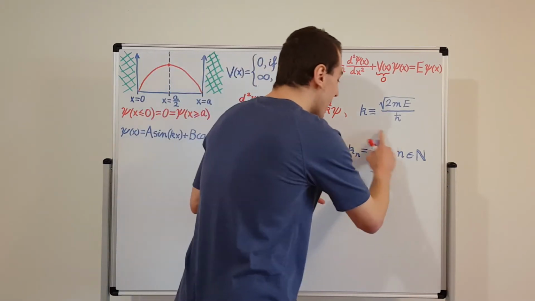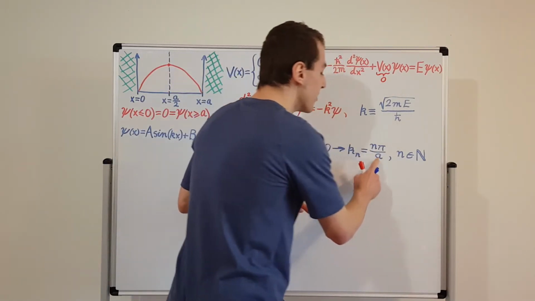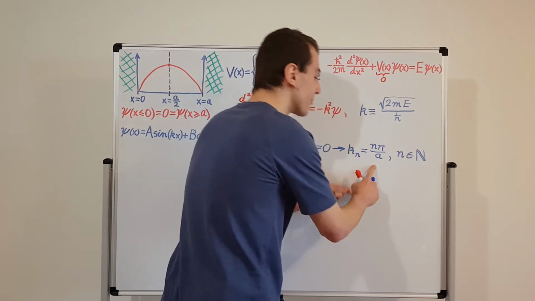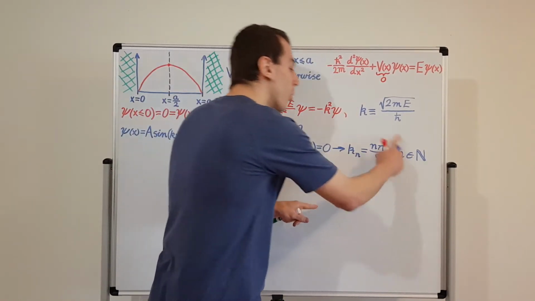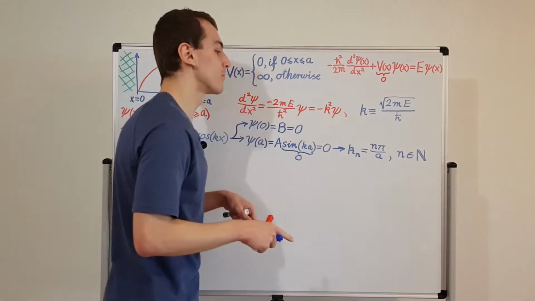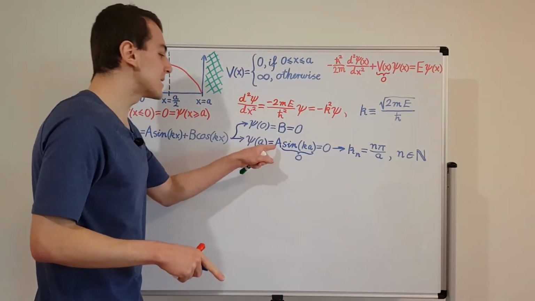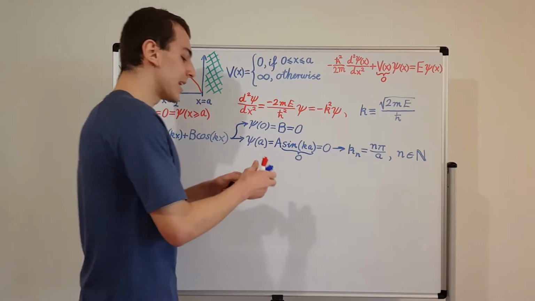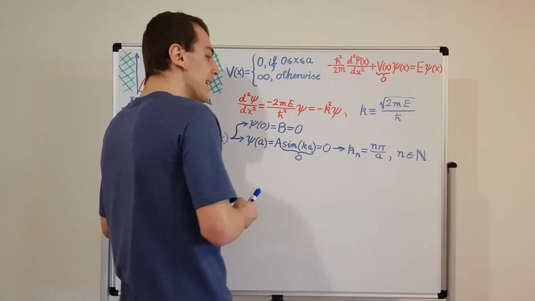So these are the values of k that are allowed. And this is where the quantum part of quantum mechanics comes into play. We are quantizing this value. And this is actually going to end up quantizing the energy as well. What about A? We haven't specified what A is. Well, I'm going to tell you what A has to be. So A, I'll write this over here.